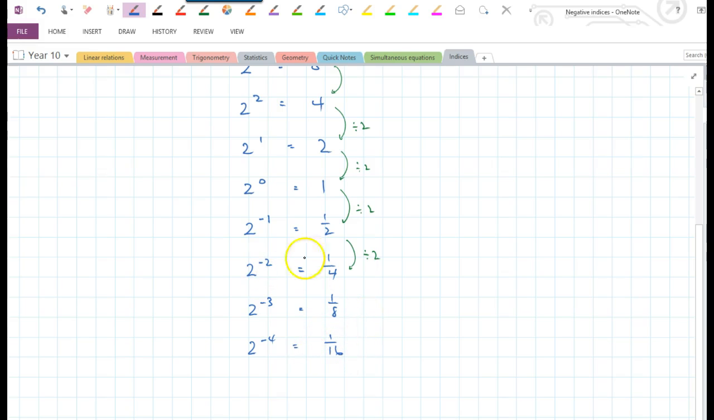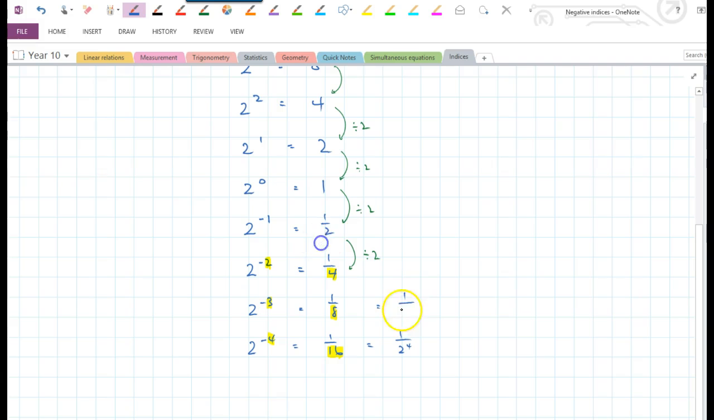Look at the denominator now. Look at the denominator and the power. Can you see what's going on there? So this represents the power of 2. 2 squared is 4. 2 cubed is 8. 2 to the 4 is 16. So what we end up with is actually 1 over 16 is 1 over 2 to the 4, isn't it?